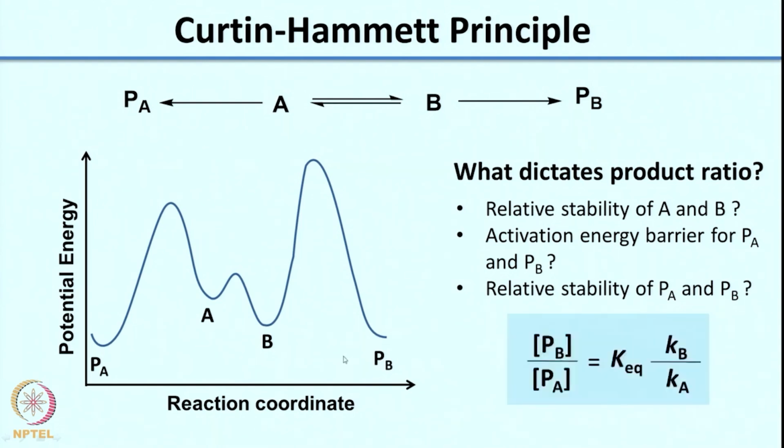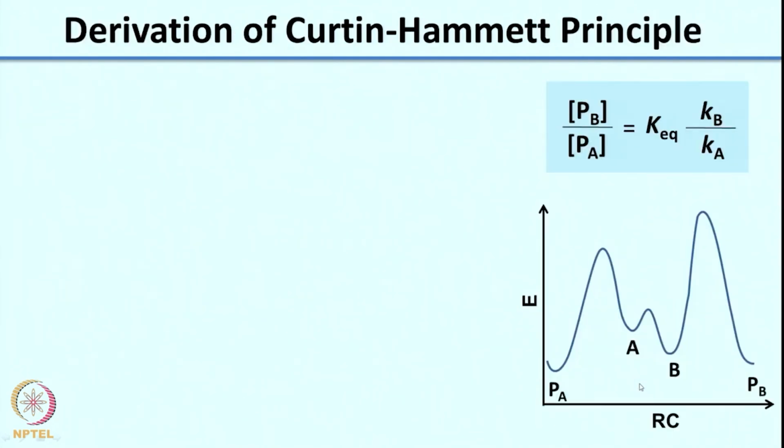So, what the Curtin-Hammett principle says is when you have a scenario like this, the product ratio, that is Pb by Pa, is actually equal to the equilibrium constant times Kb over Ka, where Kb and Ka are the rate constants corresponding to formation of Pb from B and Pa from A. So, let us understand how you actually get this ratio. Let us try to derive the Curtin-Hammett principle. So, if I were to look at formation of Pb, the rate for formation of Pb would be equal to the rate constant times concentration of B, because Pb is being formed from B.